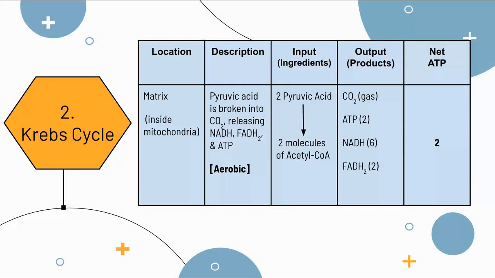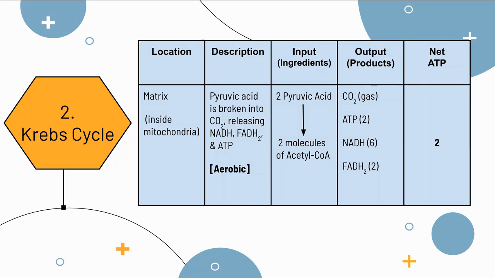The next phase, or stage two of cellular respiration, is referred to as the Krebs or citric acid cycle. It happens inside of the mitochondria, specifically the matrix. It is going to involve the product of glycolysis, pyruvic acid, being broken down and releasing NADH, FADH2, and ATP. This is an aerobic reaction.